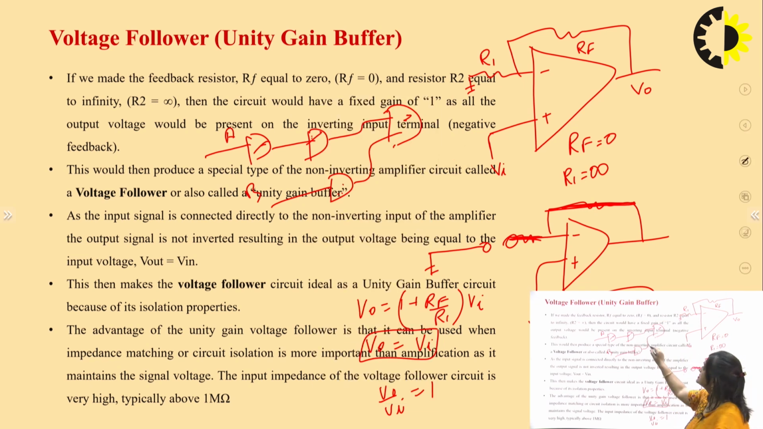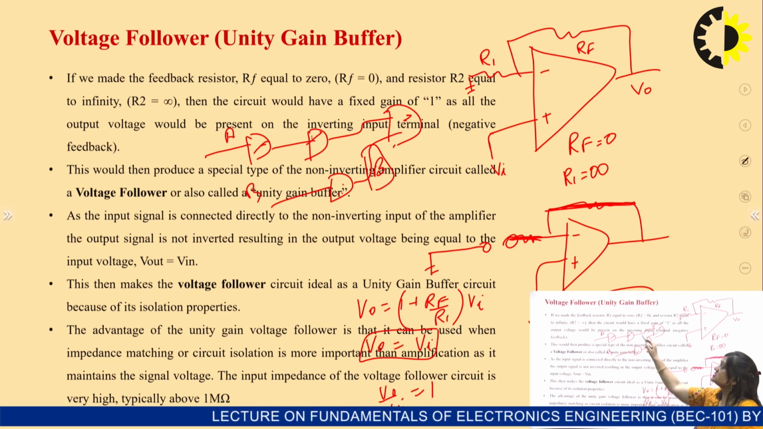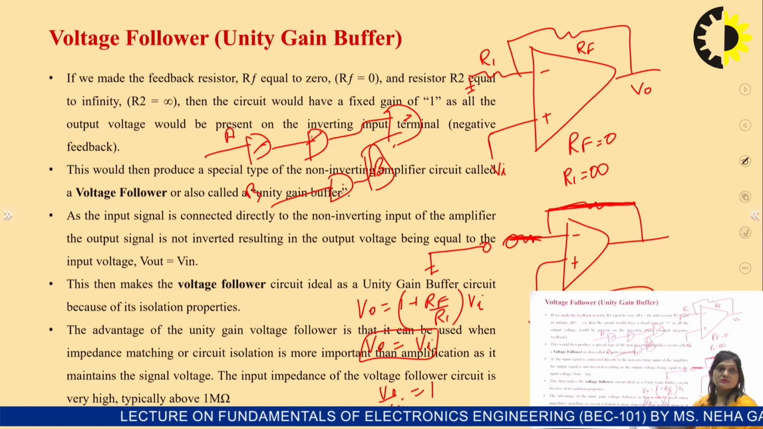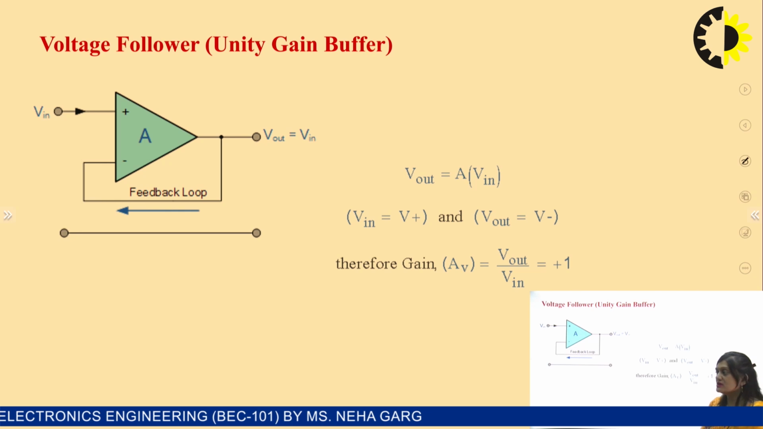So here we insert a buffer. This buffer will provide the same delay that was introduced by these 2 circuits. So this will basically be used as a buffer amplifier. It synchronizes the signals that are coming from both the gates. So this is the voltage follower circuit, that is a unity gain follower. Here the gain is unity.